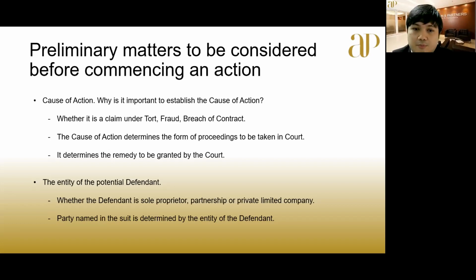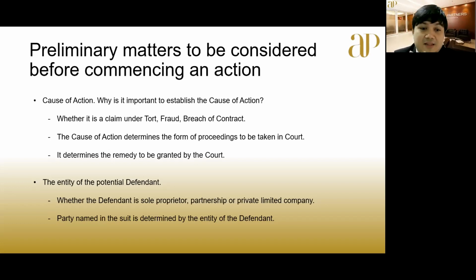For example, if you plead fraud, you have to plead specifically, you have to have a particular pleading just for fraud. Okay, and then the cause of action determines the form of proceedings to be taken in court, and it determines the remedy to be granted by court. For example, if you are looking at a cause of action of fraud, you might be looking at recovery of fraudulently transferred property. If you look at breach of contract, maybe there was a breach of the terms of the contract, and you might be seeking damages.